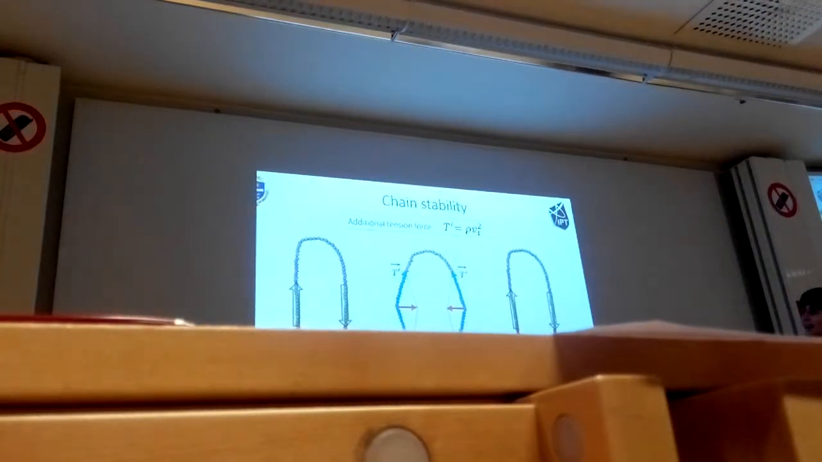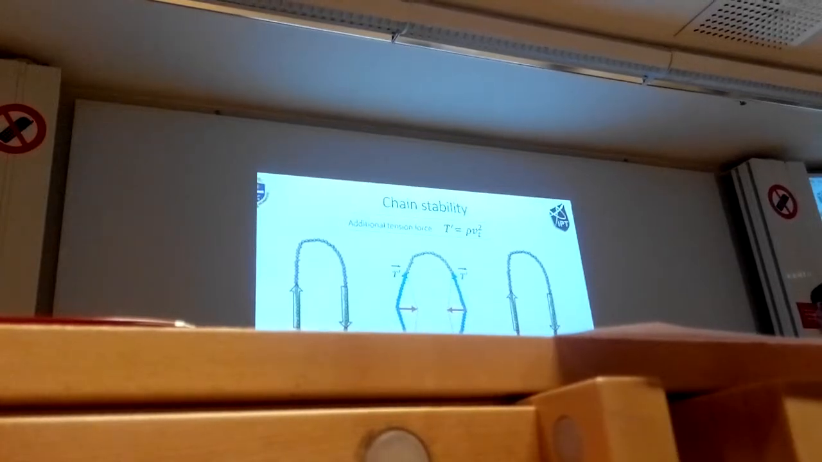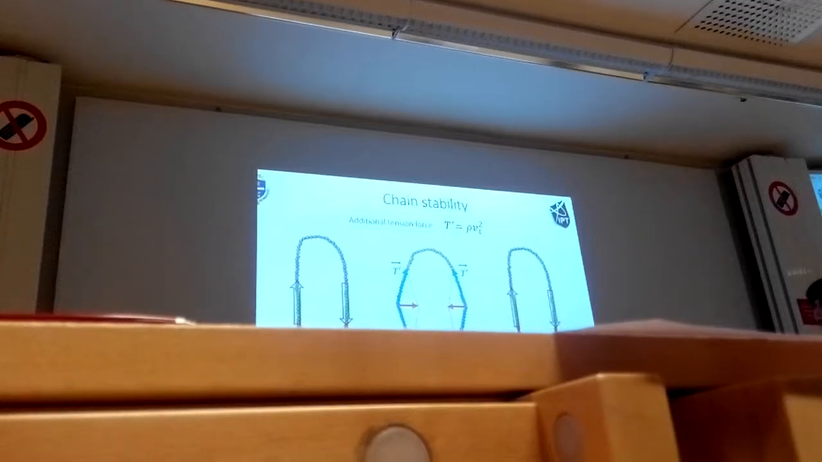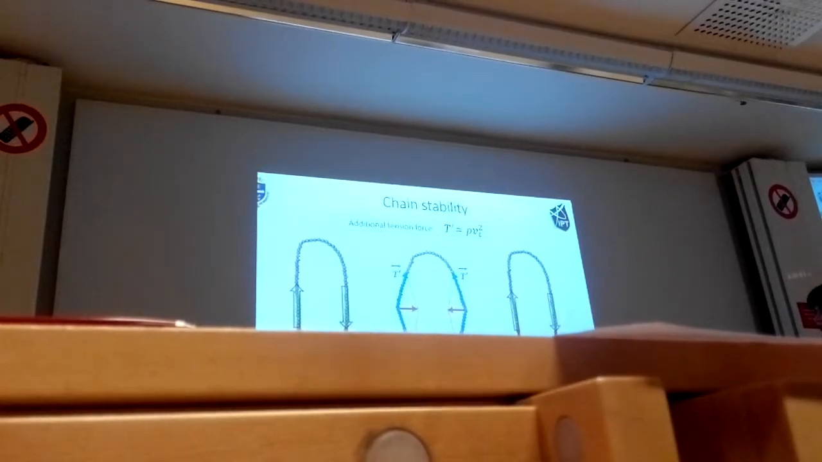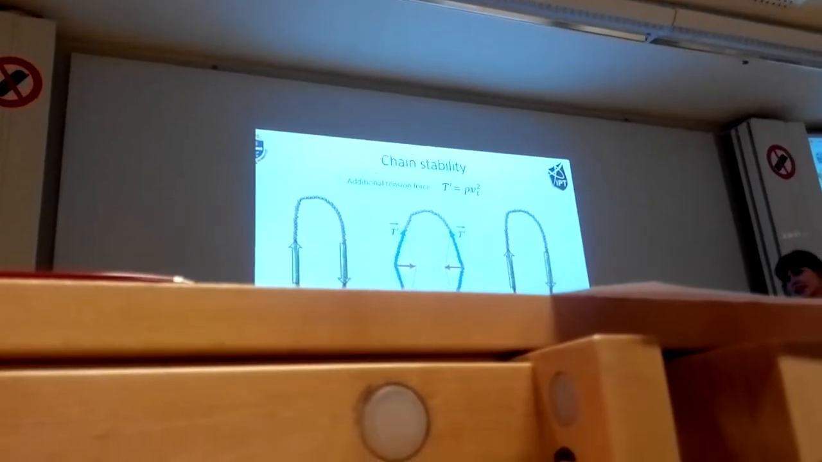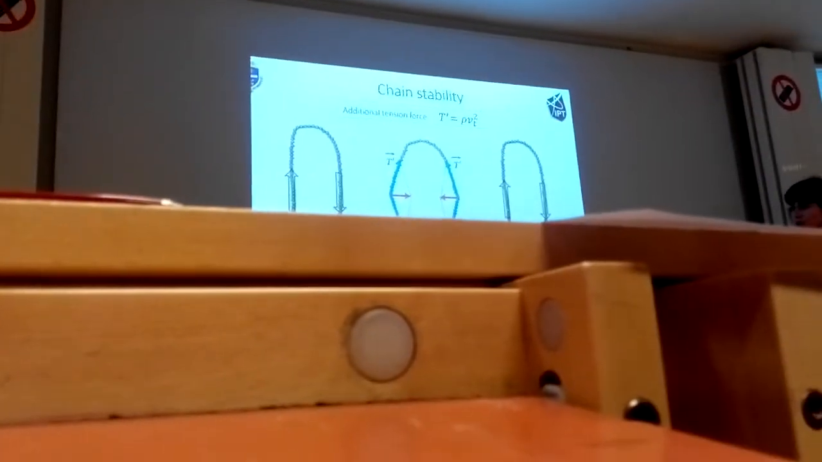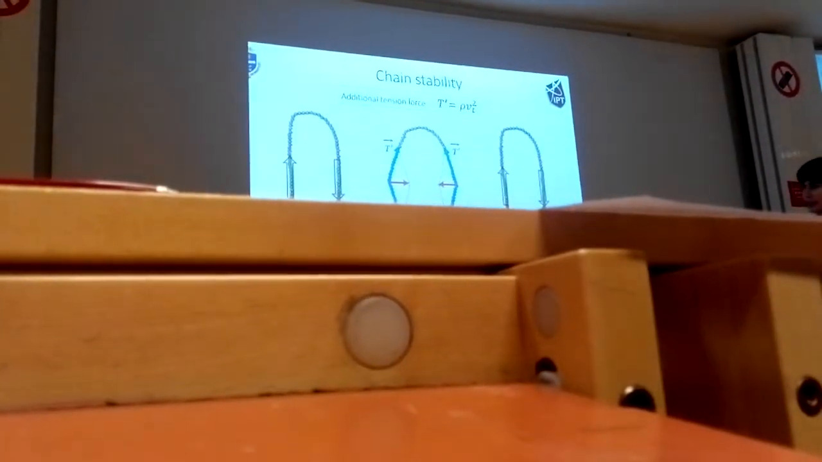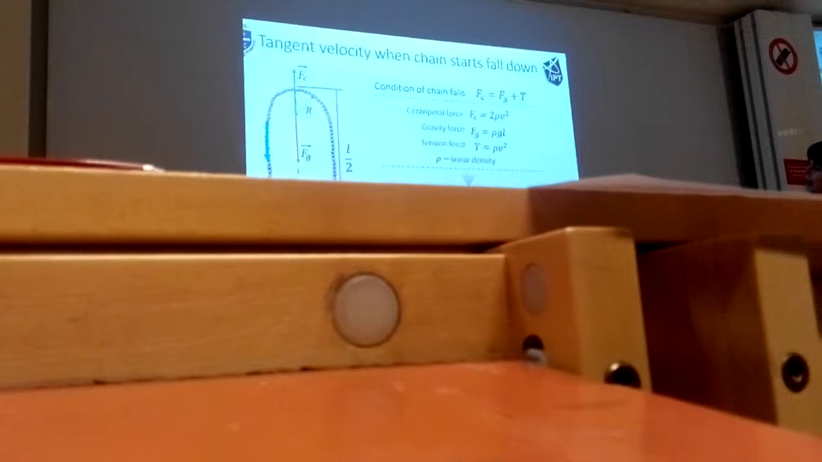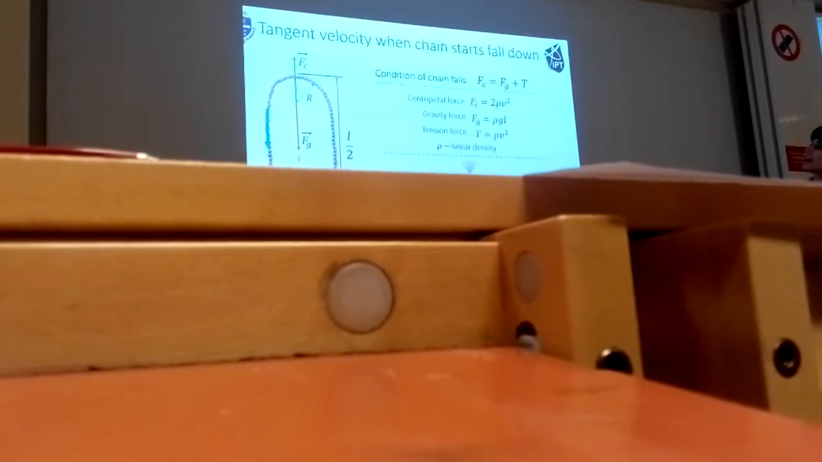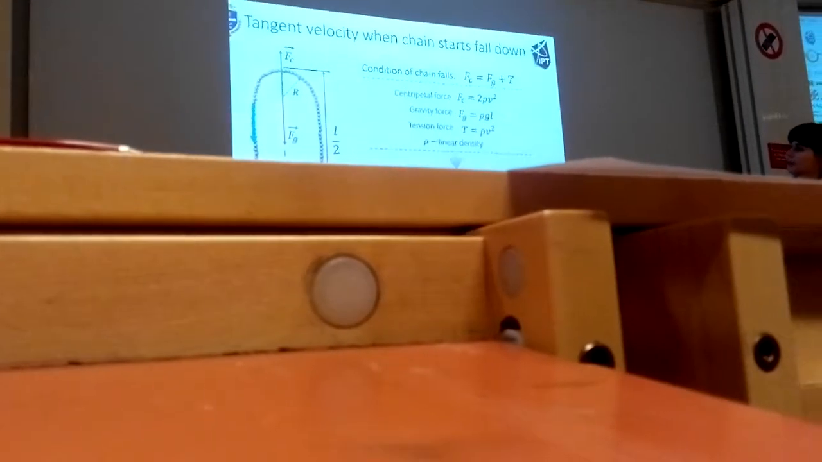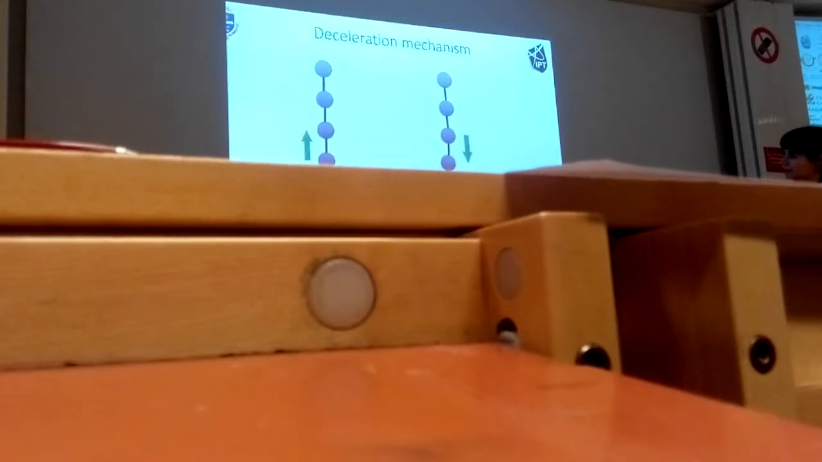And now let's discuss the chain stability. Really, the rotation adds an additive tension to the force. That's why the chain is stable. Here we can write the condition for the chain to fall.